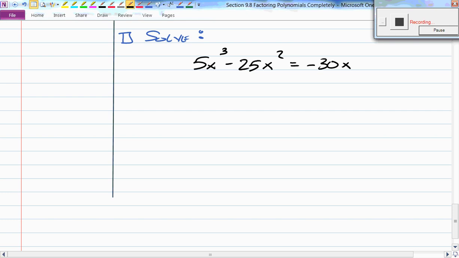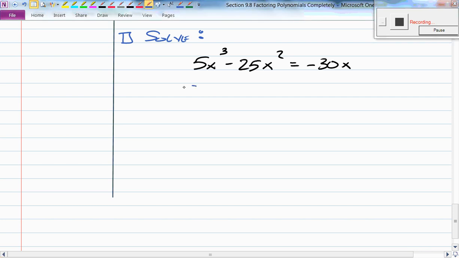Okay, so this one says solve now, not just factor. So that means we have to have an equal sign on it, and we're going to have to get all our variables to one side and then factor out and use the zero product property. So what should we do first? I have 5x to the third minus 25x squared equals negative 30x. I'm trying to solve this particular problem. What do you think, Cody? Plus 30x. Yes. He says add 30x to both sides.